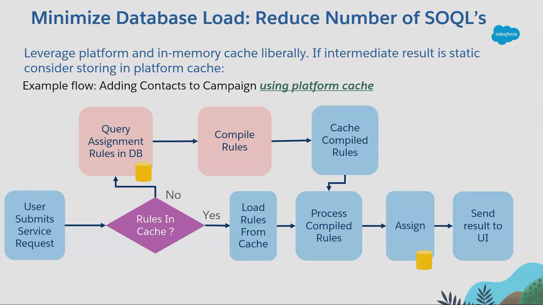We process them again. We might even be able to cancel that one out, but process them again. We assign them, which is unavoidable. We have to write to the DB to do the assignment, and then we send the result to the UI. Just an example of using platform cache, but we're using platform cache to eliminate a read, which is almost always worthwhile.